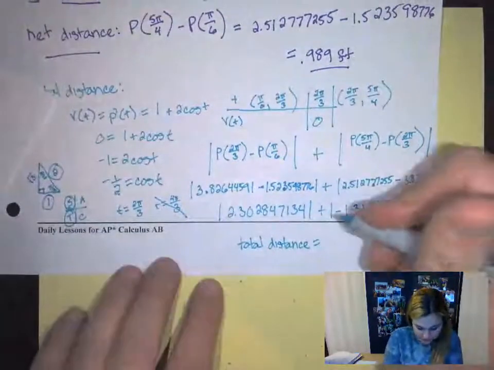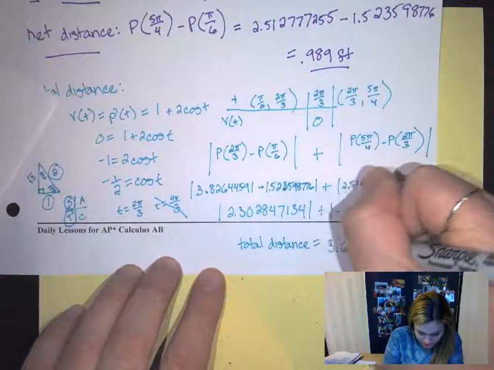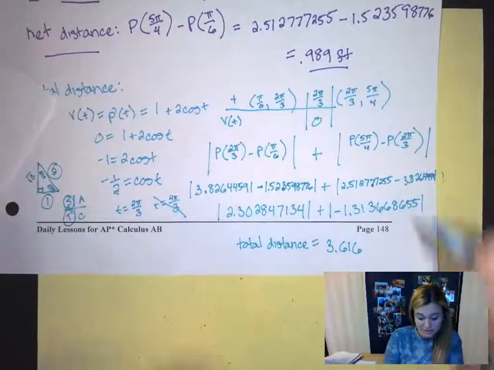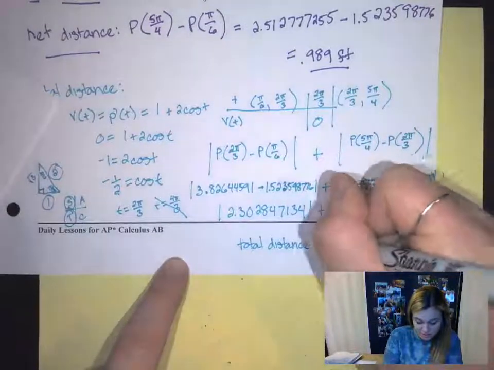Total distance should be 3.616. Three places after the decimal is the accuracy right now. Feet.